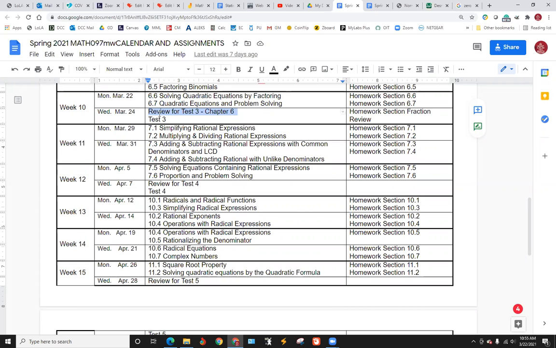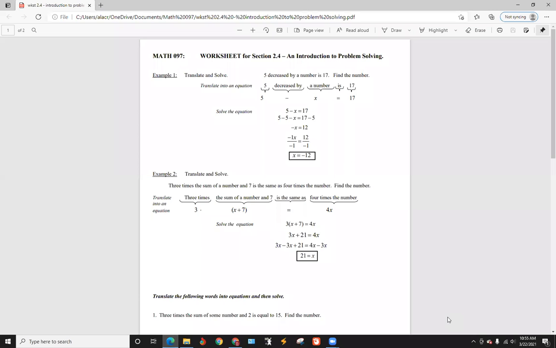All right, so just trying to refresh your memory about how that problem solving works. You got things: decreased means to subtract, increase means add, sum means add, difference means subtract. The product means multiply, and of course, is or is it equal to.